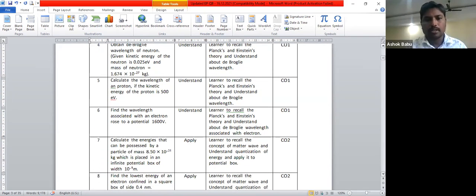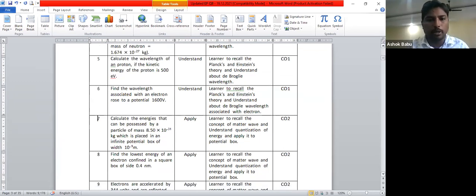So coming to the seventh one, calculate the energies that can be possessed by a particle of mass 8.5 into 10 power minus 31 kg, which is placed in an infinite potential box of width 10 power minus 9 meters. So what is the formula here? We are to find the energies. En equals n square h square by 8 m L square is the formula to find the energies. Here it is not mentioned how many energies to find, so all of you try to find at least 3 energies, E1, E2 and E3.